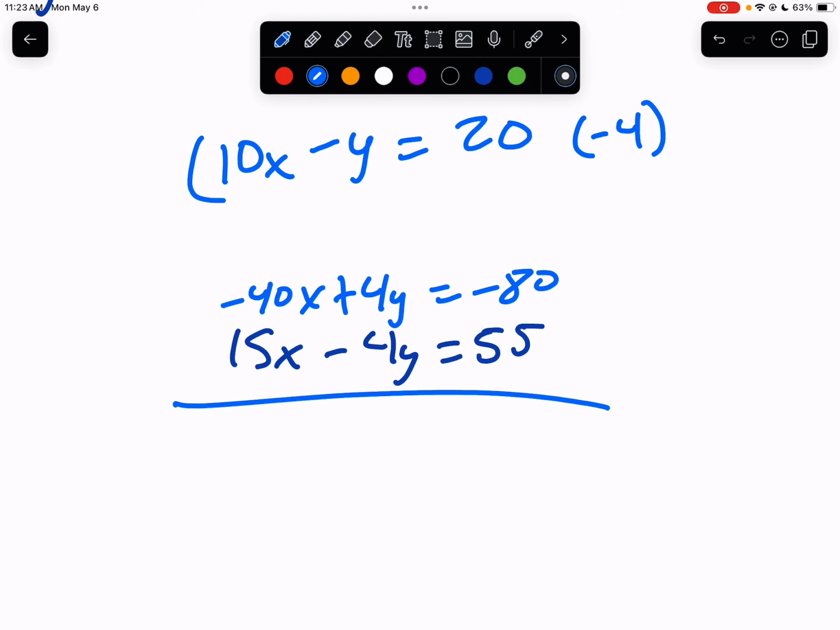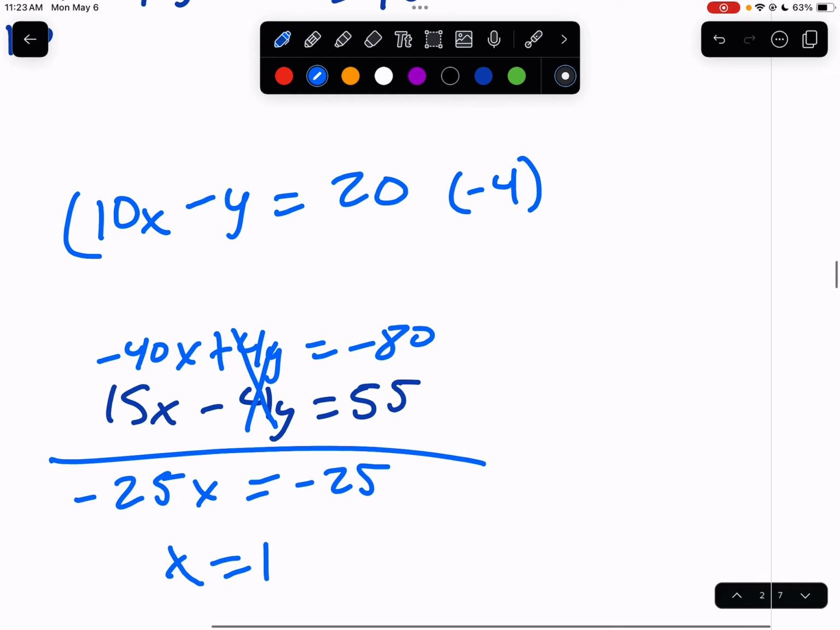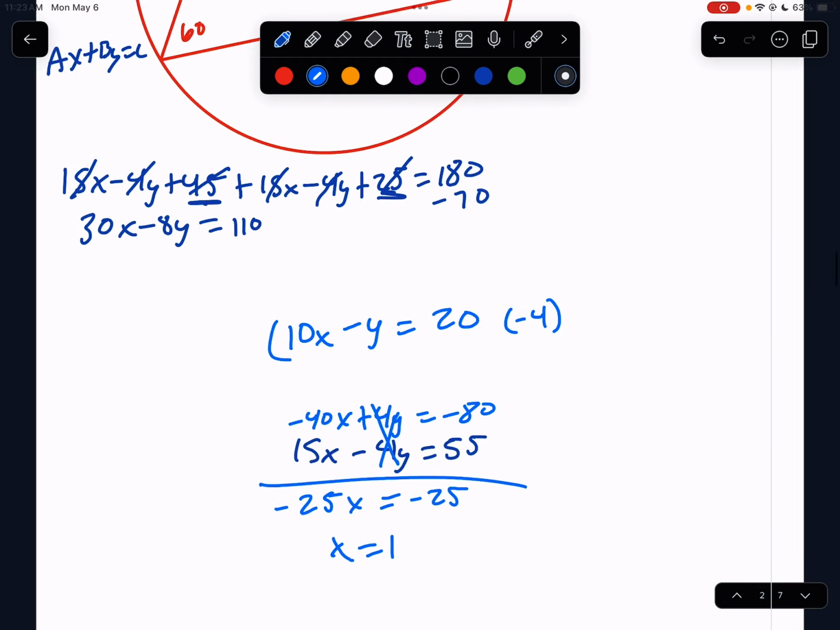Now I got to add those. And that's going to be -25x. Those are going to cancel out. And then that's going to also be -25. So x equals +1. Now we go back and plug it in, pick a spot.